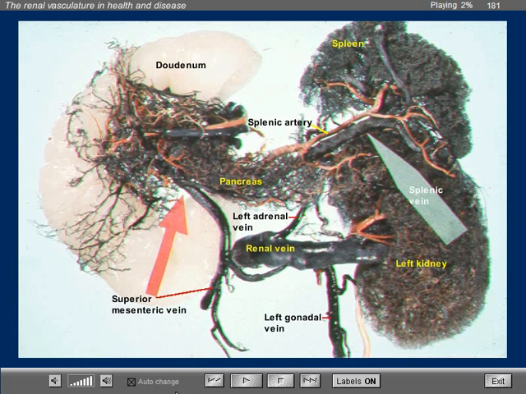The pancreas is supplied by branches of the celiac trunk and of the superior mesenteric arteries. The veins of the pancreas drain primarily into the portal vein.